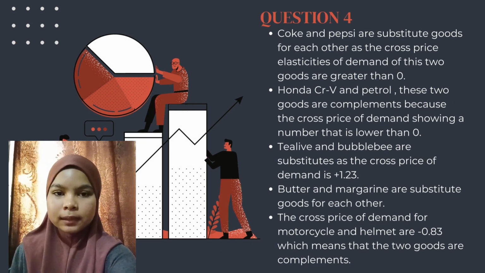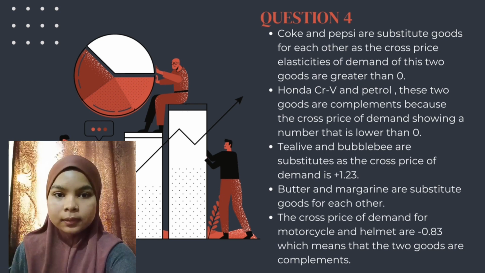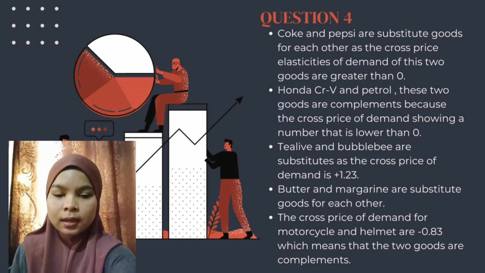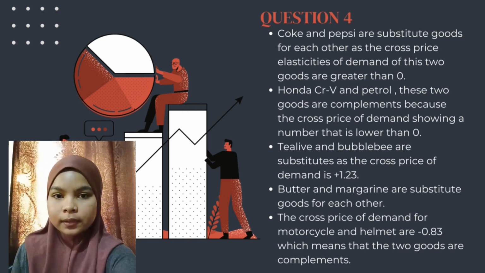Assalamualaikum, I'm Noor Qistina binti Abdullah with student ID PMF211306, and I'm going to explain the cross price elasticity. From the table, we can see that Coke and Pepsi are substitute goods for each other, as the cross price elasticities of demand of these two goods are greater than 0. When the price of Coke went up, more people switched to Pepsi. It can increase the sales of one good by increasing the price of the other.